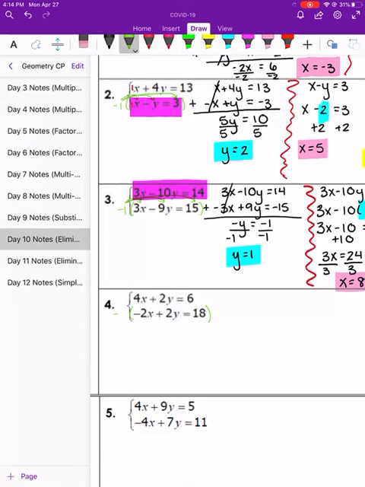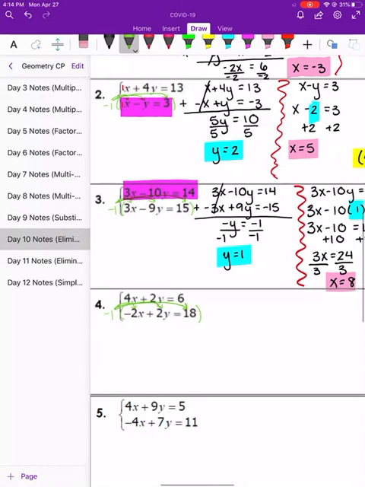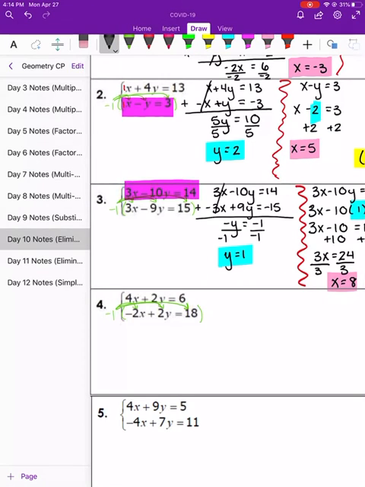So all I need to do is make one of them negative. So again, to make one of them negative, I'm going to choose the bottom one. Multiply everything by negative 1. All 3 terms. So my top one, you should get 4x plus 2y equals 6 because nothing changed. And your bottom one should now be 2x minus 2y equal negative 18. And now we add. So this is going to give me 6x. My y's cancel. And this is going to give me negative 12. Divide by 6. And I see that x equals negative 2.